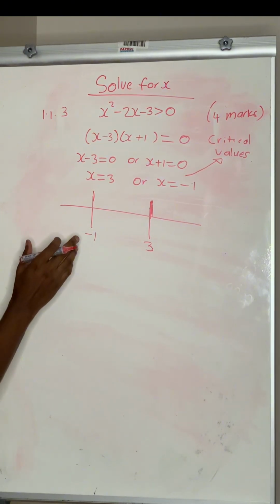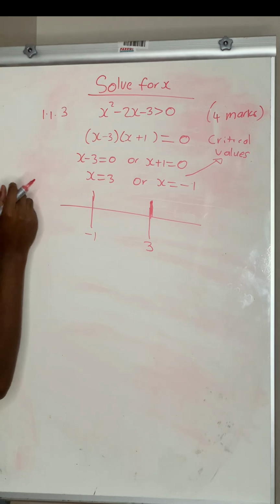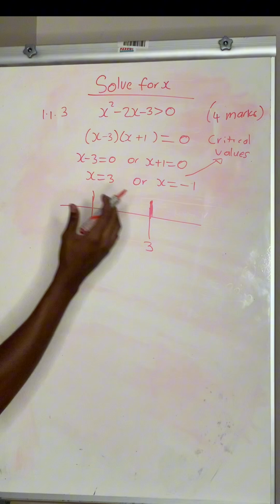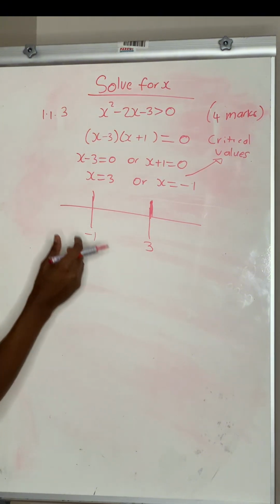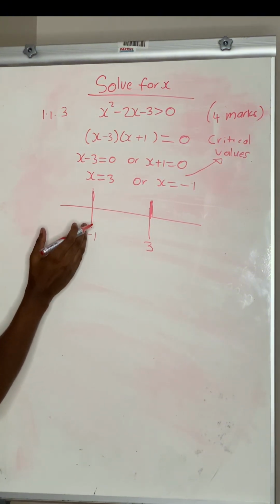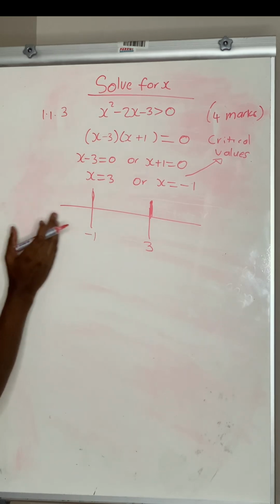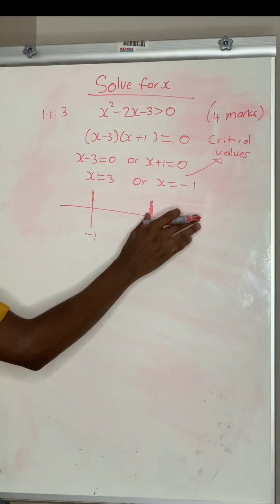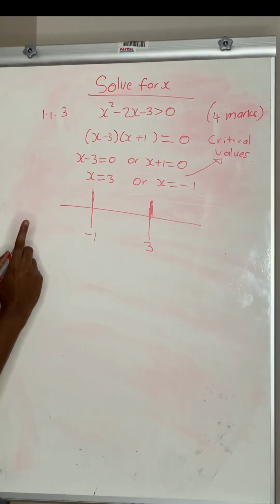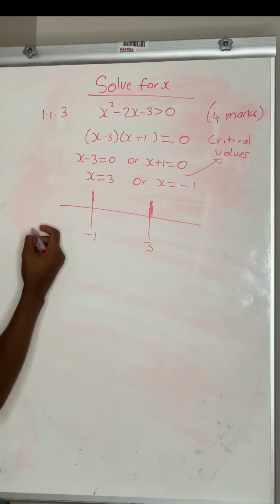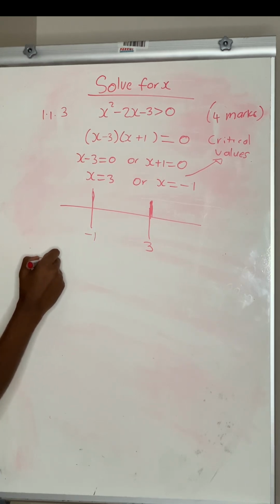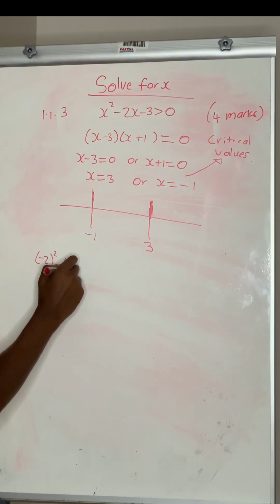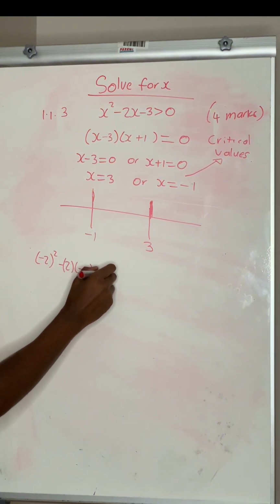And then from here, we have to try to find the values of x that give us an output that is greater than 0, which is basically a positive output. So let's test each interval: any value of x that is below negative 1, any value of x that is between negative 1 and 3, and any value of x that is above positive 3. Now let's first try any value of x that is below negative 1. So it's going to be negative 2 all squared minus 2 times minus 2 minus 3.